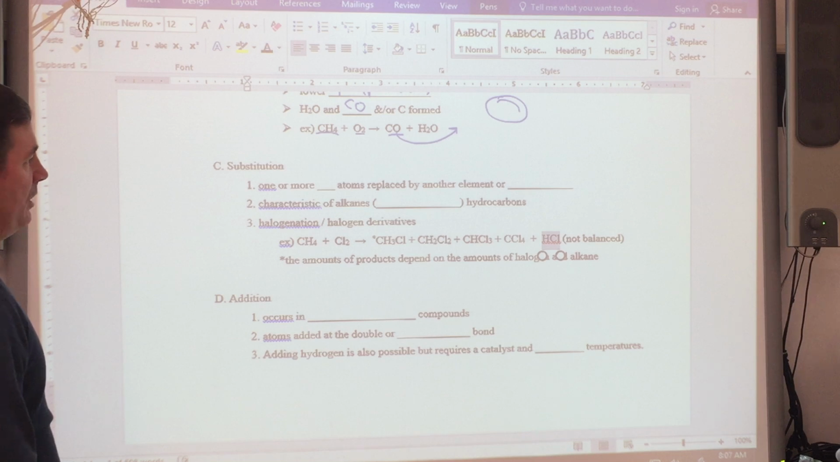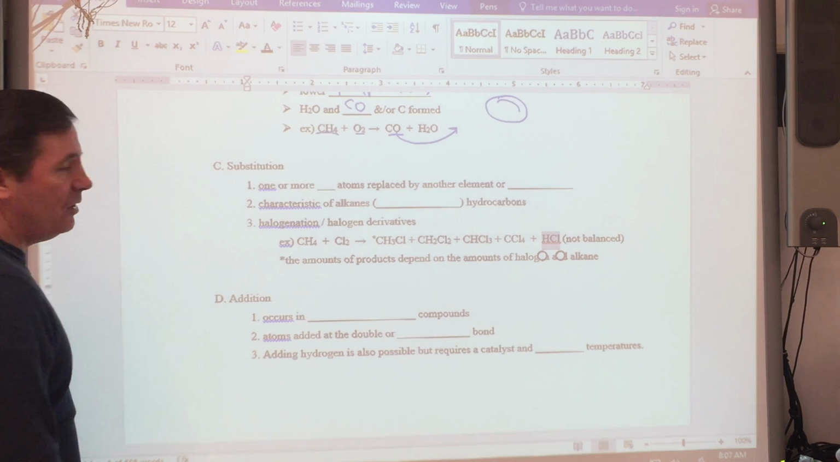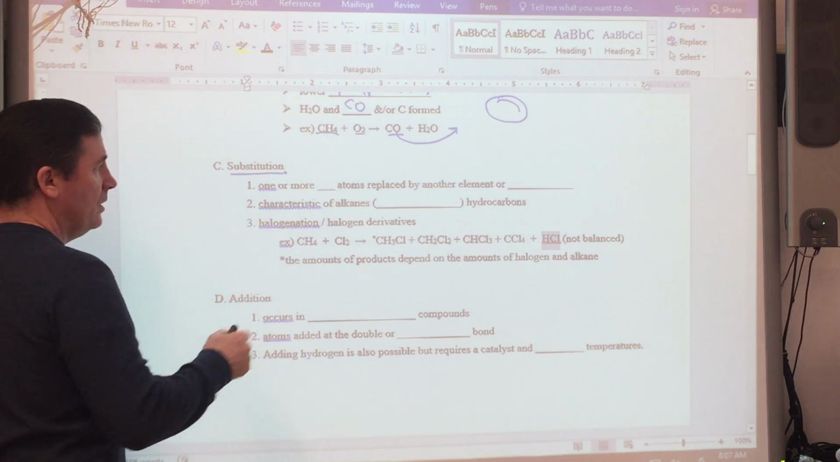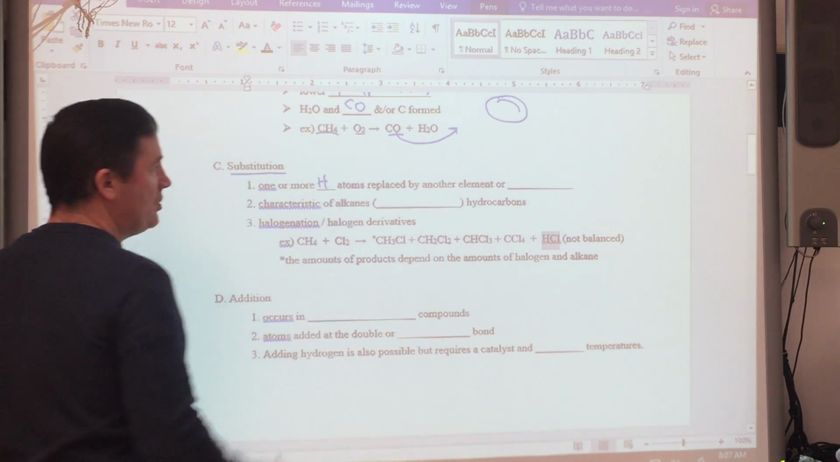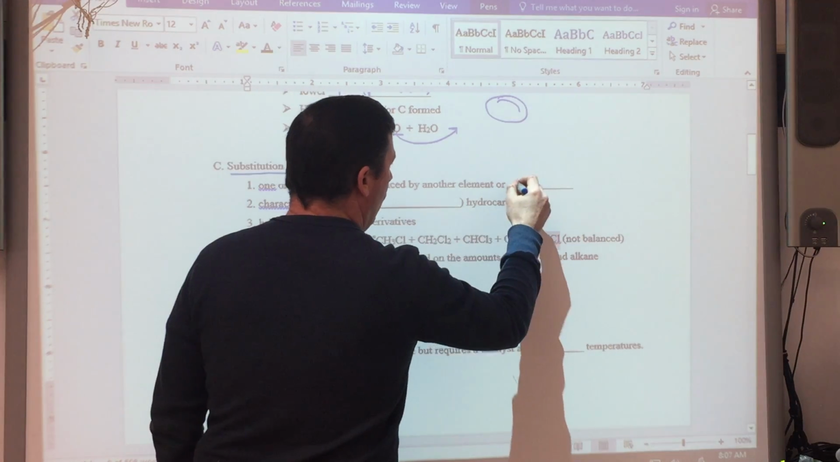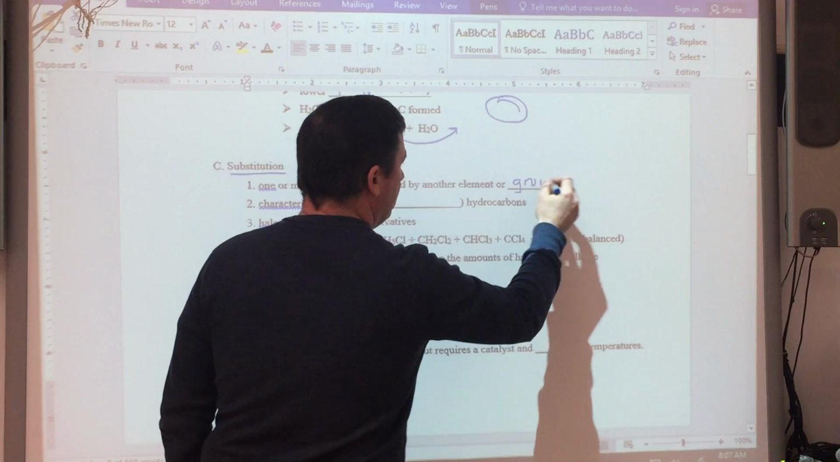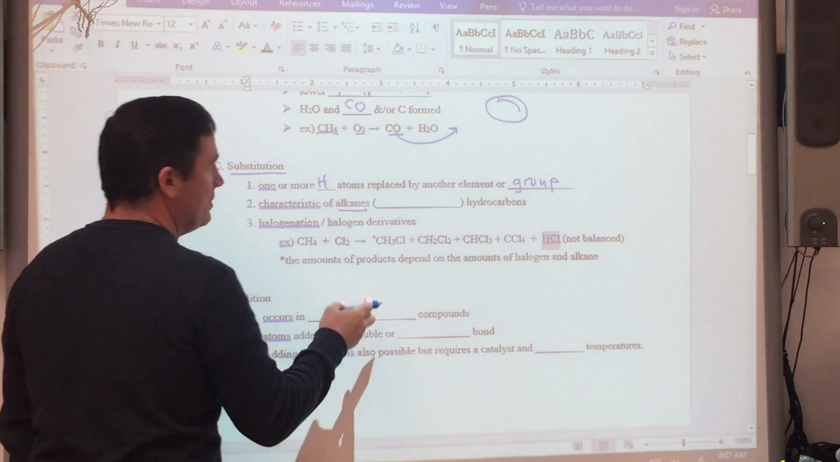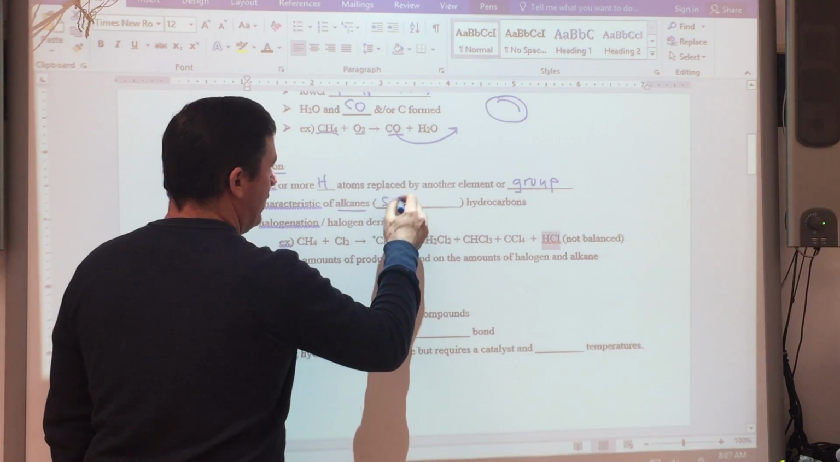Okay, the second type of chemical organic reaction is a substitution. In this case, one or more hydrogen atoms are replaced by another element or a whole group. And this is characteristic of alkanes. Why? Because they are saturated.